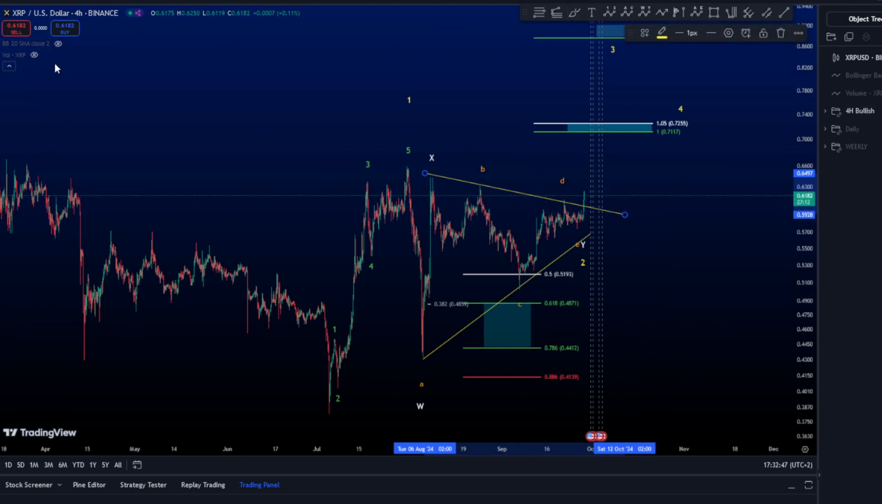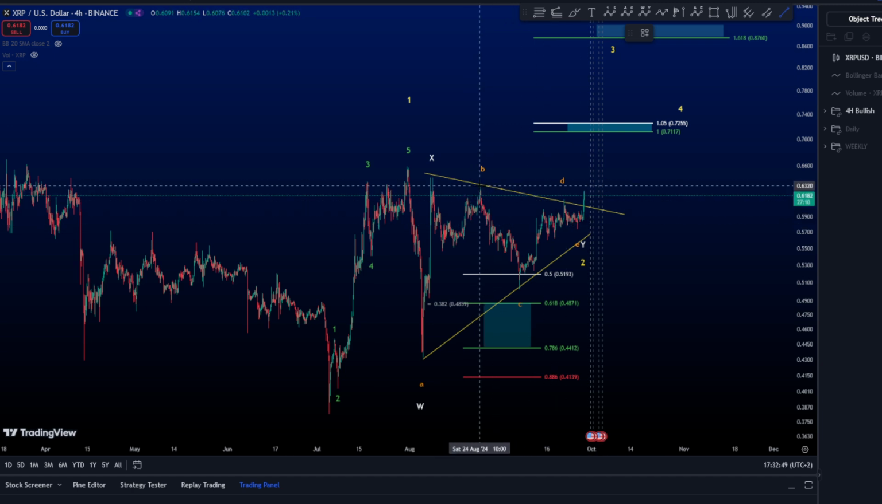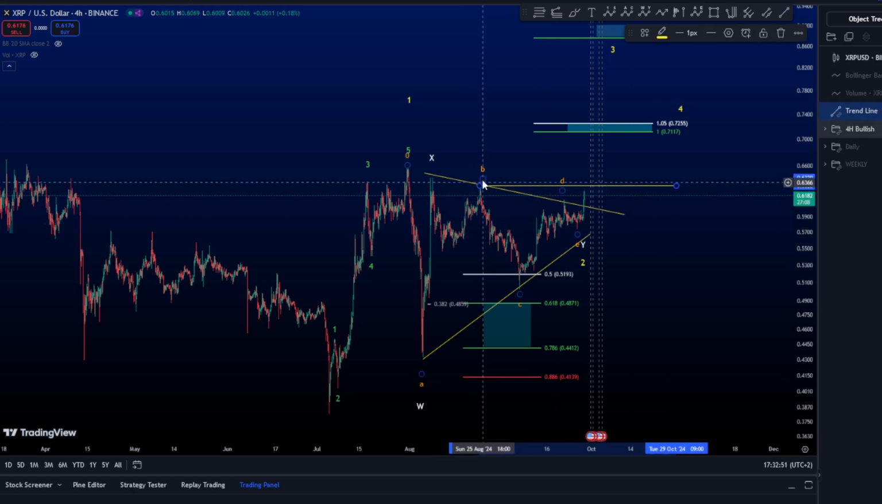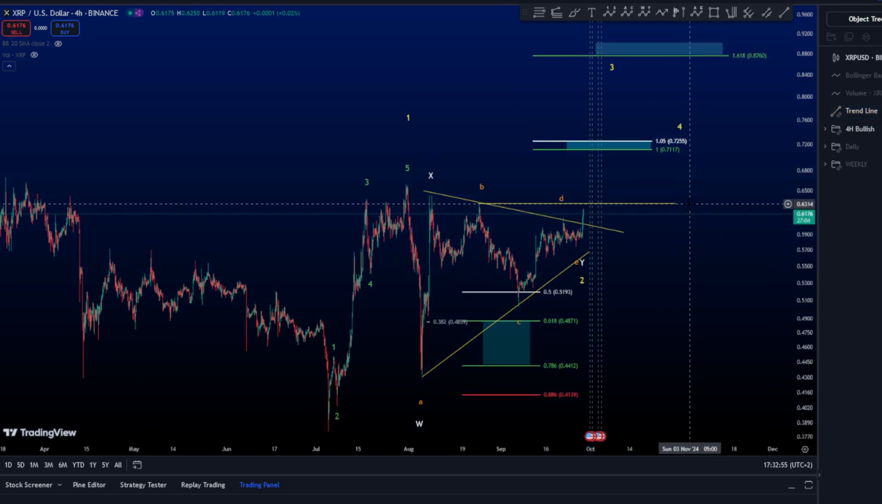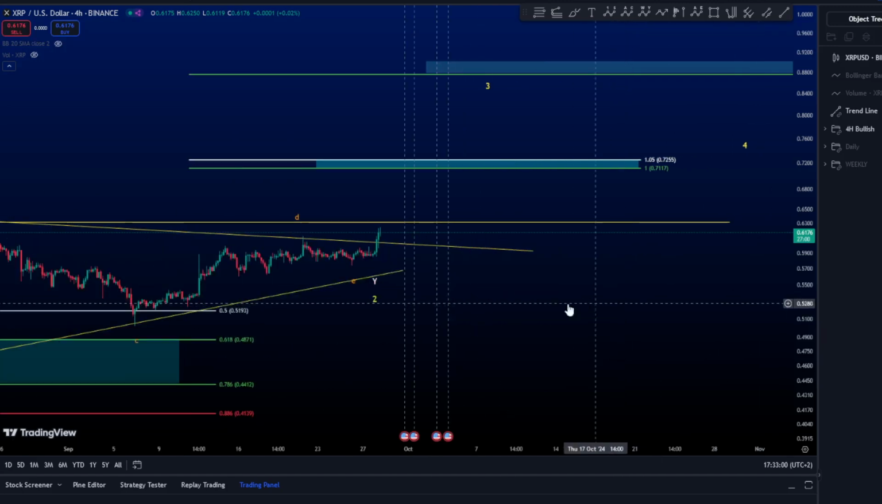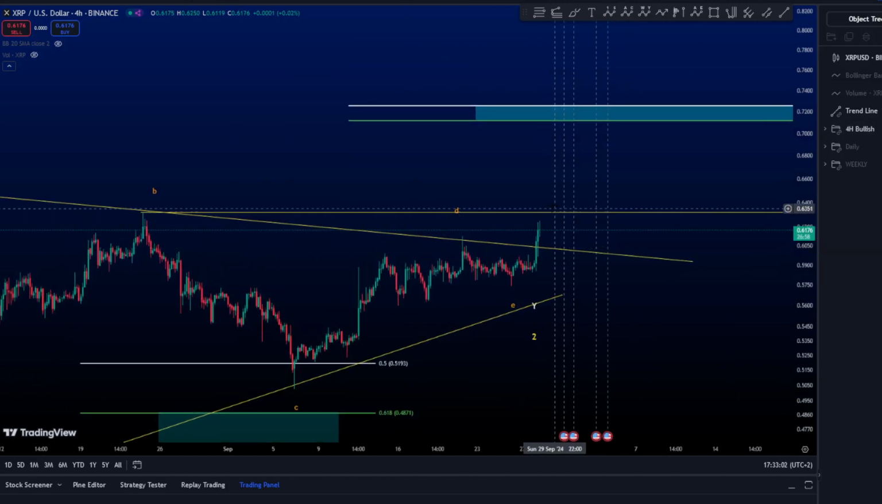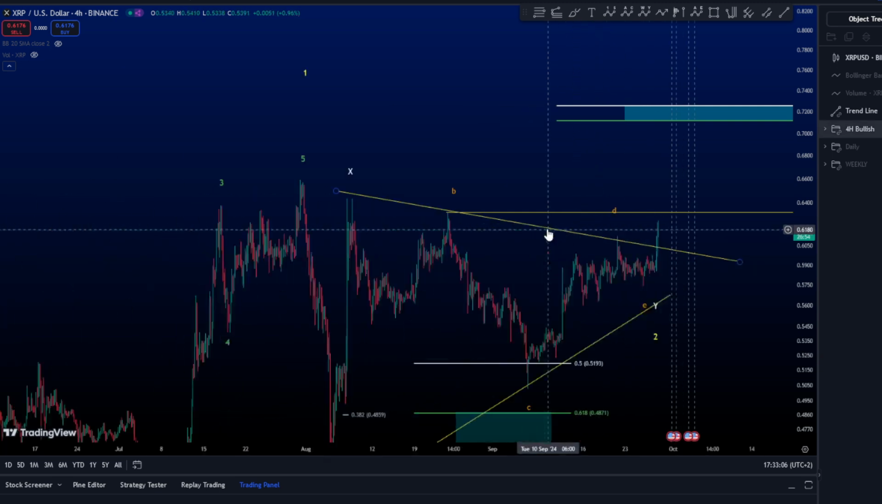To make sure that we are totally outside of this triangle, we need to hit exactly over the wave B, where we are at 0.63 cent. So it is not really so far yet. However, if we don't break this, officially we are still inside a triangle.